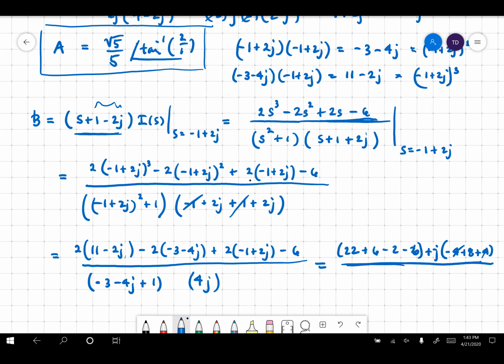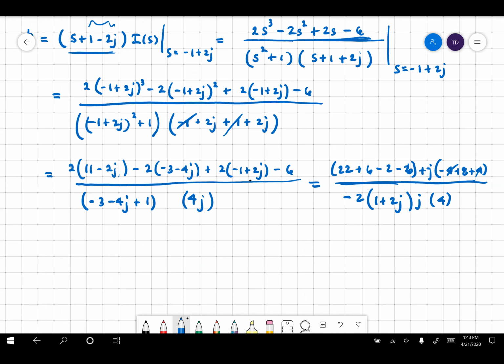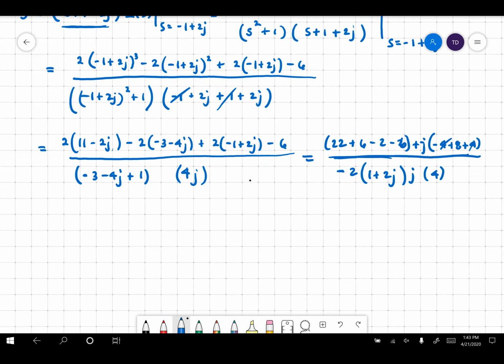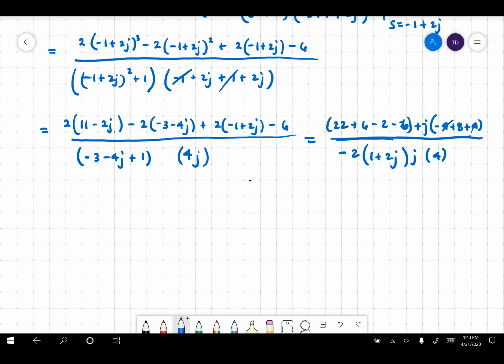In the bottom, I have this minus 3 plus that 1 is minus 2. I'm going to pull out that negative 2. And that's going to multiply 1 plus 2j times 4j, there's j times 4. So I can see those numbers easily and start multiplying them together and working through them. Okay, so notice, by the way, what we're doing is just a lot of manipulation with complex numbers. And this is why a lot of people like to stay away from them.